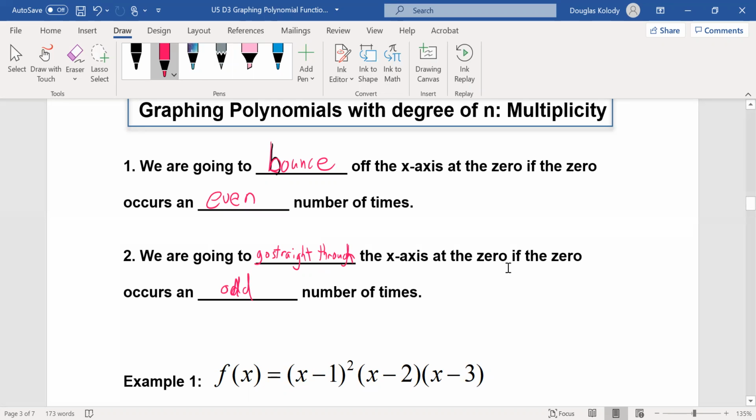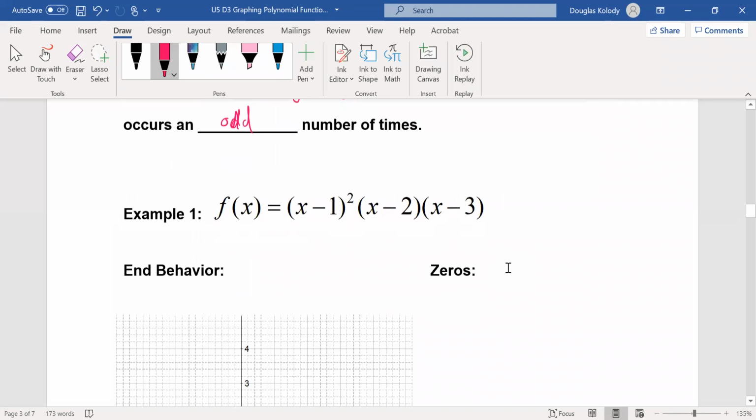This might sound confusing. Some of you might say, Mr. Claude, I wish you were here in school right now because I don't understand this. Don't worry. Let's do some examples, 2 or 3 examples, and you might say, I think I actually get this now. So let's do example 1.